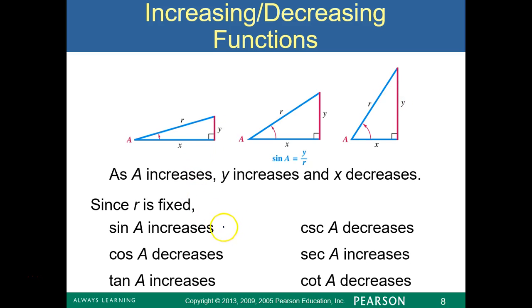And then when looking at all of the reciprocal function values, whether it's going to increase or decrease, is just going to be the opposite of what the reciprocal function was originally. So if sine of A increases, then cosecant of A decreases, which makes sense because sine of A is your y over r value, and if that number is a big value, then the r over y is going to be a small value. So let's just look at these examples I have for you next.